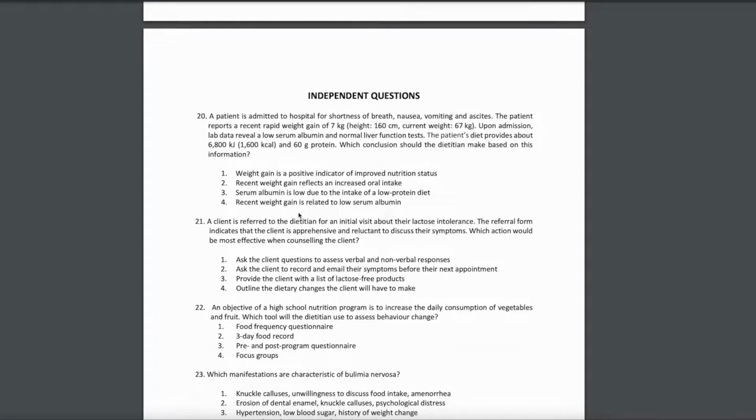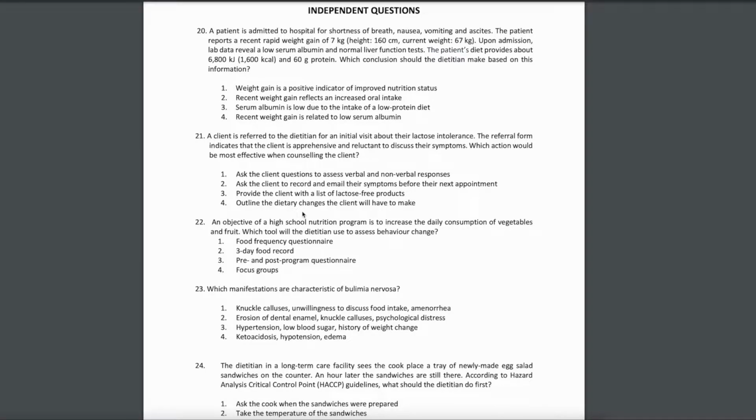Because they're basing these questions on the performance indicators, it basically means that you need to know what the question is asking you and avoid all the distractor answers. For example, and of course you can find this on the prep guide as well, take this question. An objective of a high school nutrition program is to increase the daily consumption of vegetables and fruit. Which tool will the dietitian use to assess behavior change?